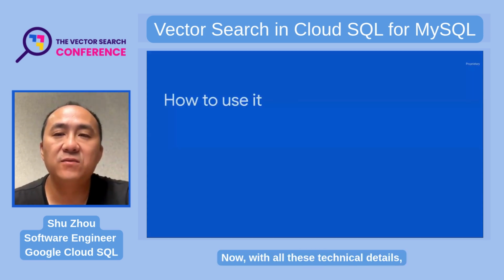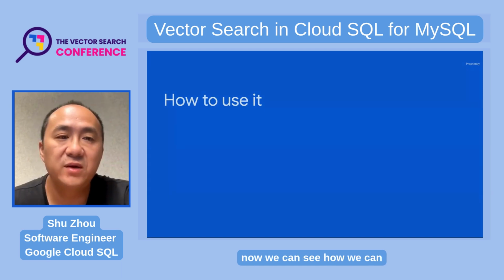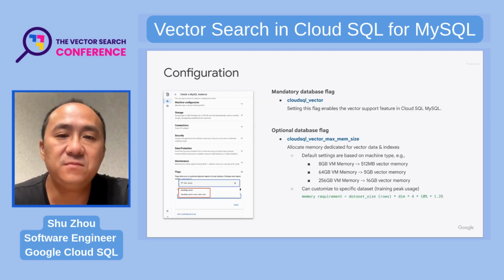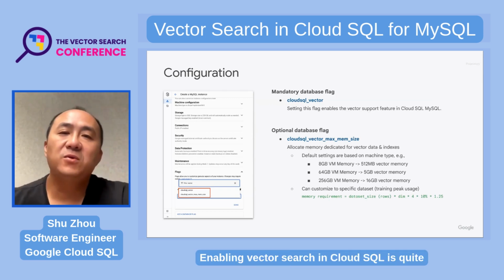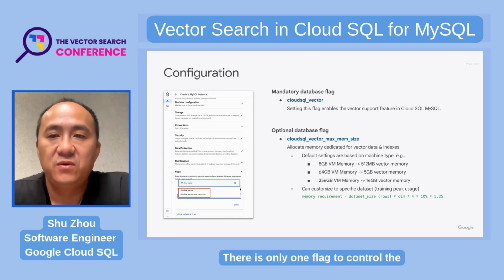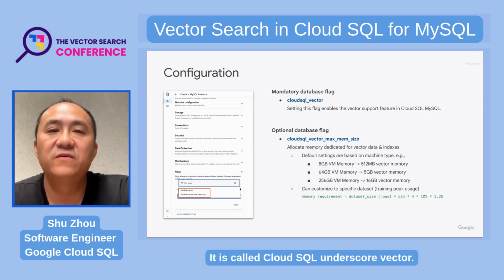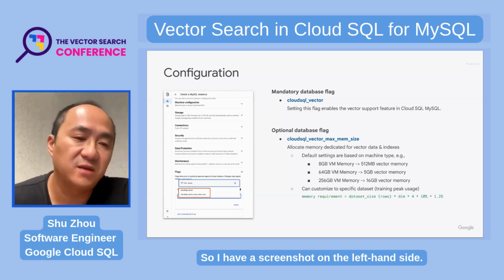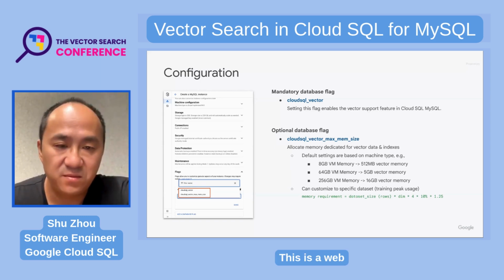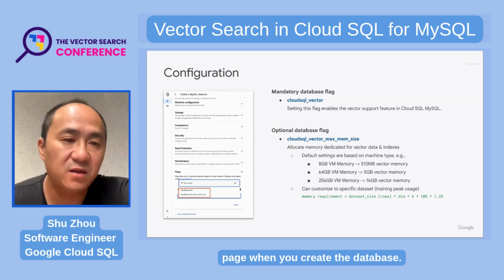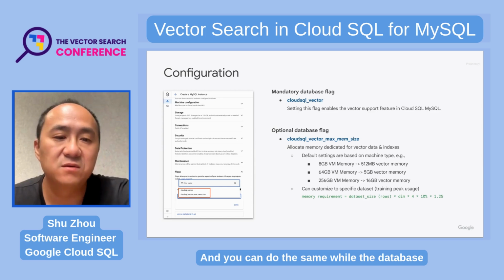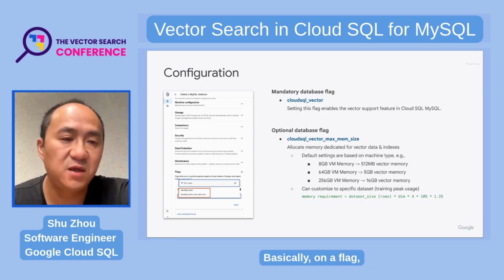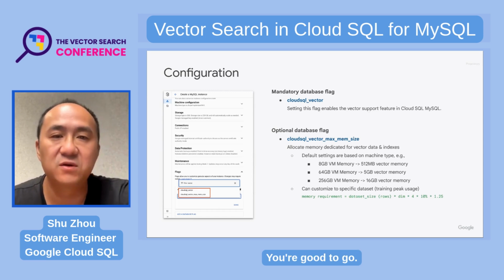Okay, now with all these technical details, we can see how we can use this system in a real scenario. All right, enabling vector search in Cloud SQL is quite simple. There is only one flag to control the whole feature. It is called cloudsql_vector. I have a screenshot on the left-hand side. This is the web page when you create a database, and you can do the same after the database is created, if you want to modify it. Basically, you add this flag to turn it on, and you are good to go.